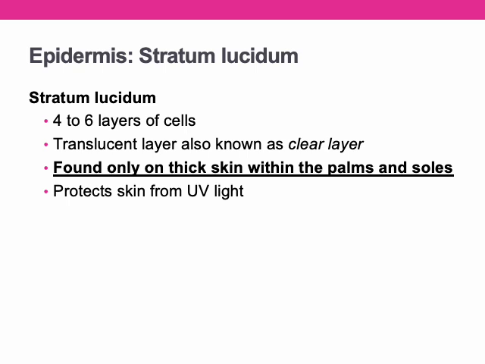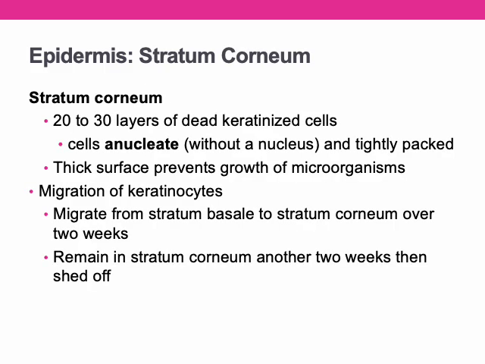This layer is also called lucidium because once it's stained, it's actually translucent or clear in color. The last zone of the epidermis is stratum corneum. Stratum corneum is about 20 to 30 layers of dead cells. They are cells without a nucleus, so anucleus cells, and they are tightly and closely packed to one another.